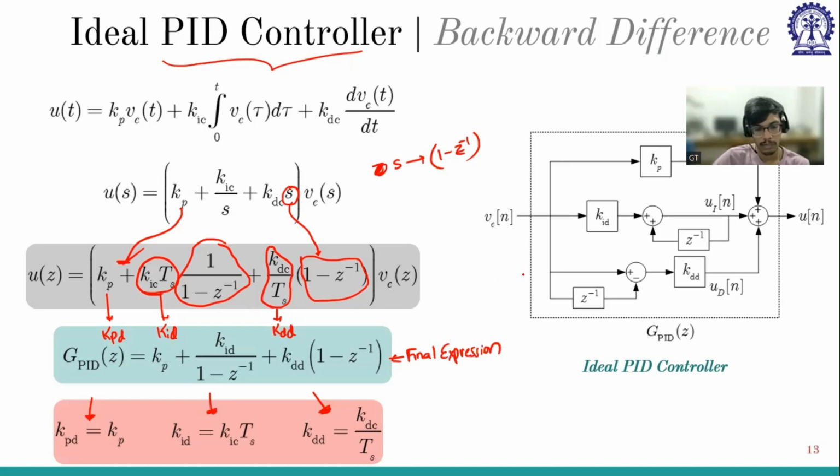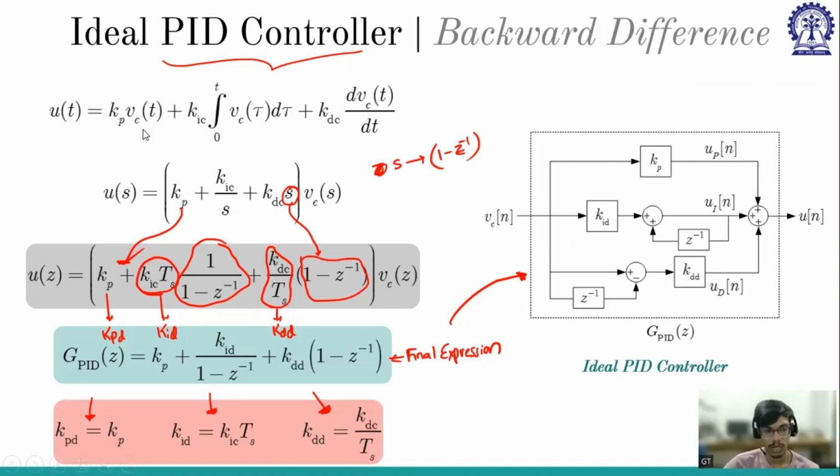And the implementation is shown out here. From this you can get this final expression. You can just map it one-to-one, and you can get this expression. So this is all about the PID controller and the backward difference.